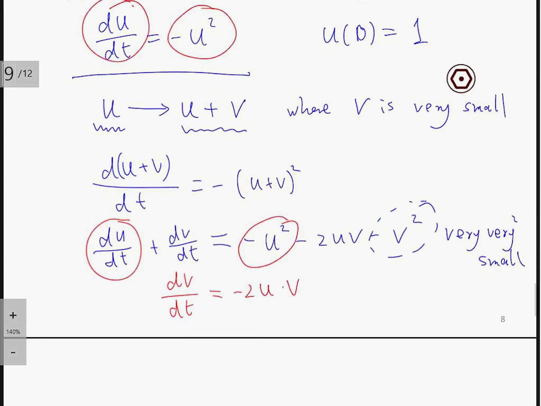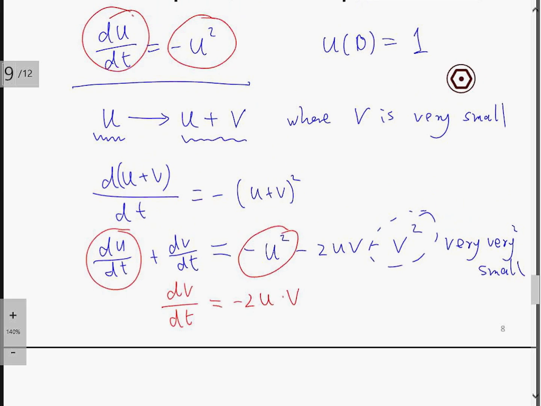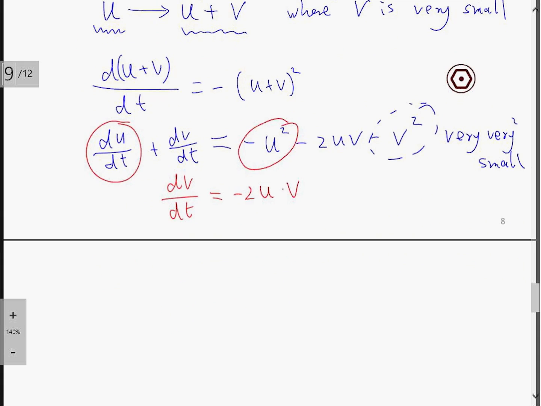That's how you would linearize a nonlinear equation, by perturbing the variable into the variable plus something infinitesimally small, and remove all the very, very small terms, and the very, very, very small terms if you have a cubic term. Okay, so now we have the linearized equation, which is linear with respect to v.